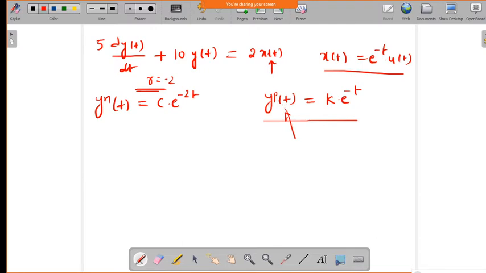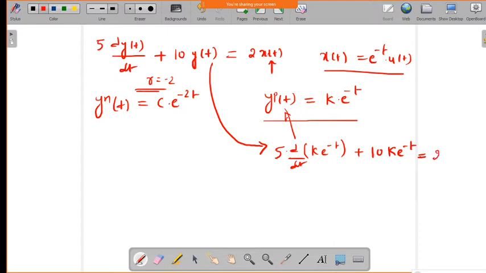Put this y_p of t, which is k into e power minus t, in this equation. You will get 5 into d by dt of k into e power minus t plus 10 k into e power minus t. Replace x of t by the given input, which is 2 into e power minus t. Now find out the value of k. What is the value of k?